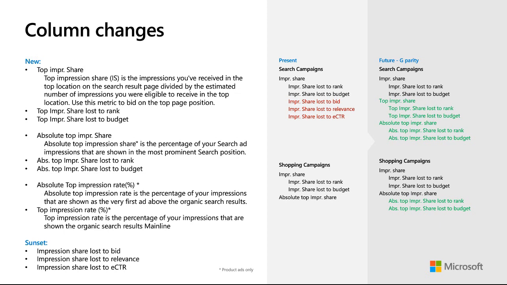Additionally, for product ads, there will be an absolute top impression rate, which reflects the percentage of impressions shown as the very first ad above organic search results, and top impression rate, which reflects the percentage of your impressions shown above the organic search results main line. We hope these metrics will help you better understand your ad performance and ultimately make your campaigns more successful.